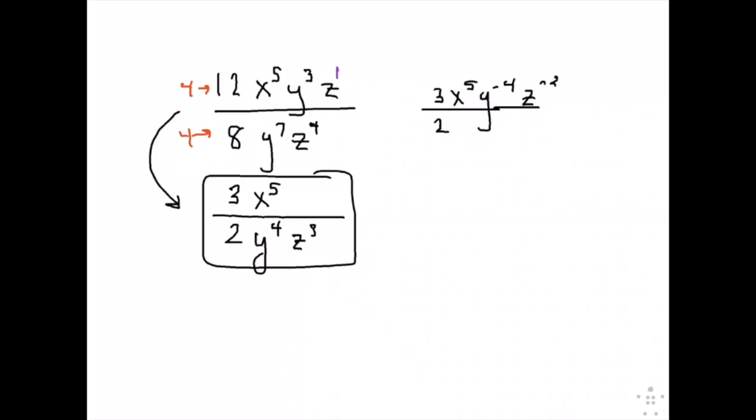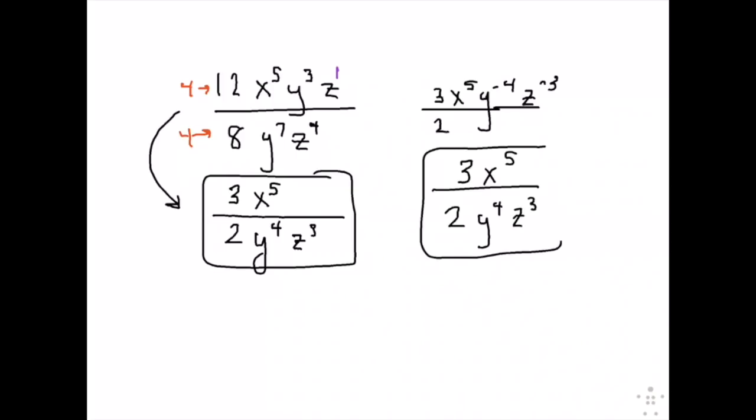And then you'd have to say, okay, negatives are not simplified. So you would have to move the y to the negative 4th to the denominator as y to the 4th, and z to the negative 3rd as z to the 3rd, right? And do it that way, right? So either do it straight or do it to the negatives. Either one is fine. You'll end up with the same result.